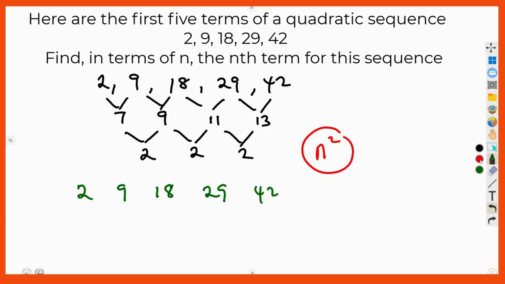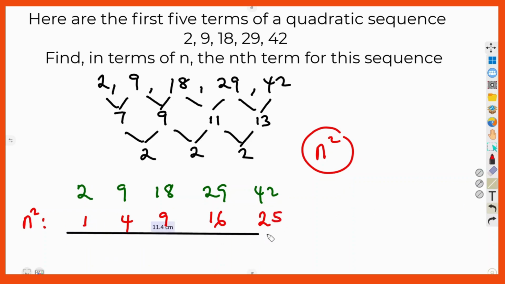And we're going to use this n squared here and create another sequence. So we definitely have 1 squared is 1, 2 squared is 4, 3 squared is 9, 4 squared is 16, and 5 squared is 25. Alright, so now we're going to subtract the numbers.